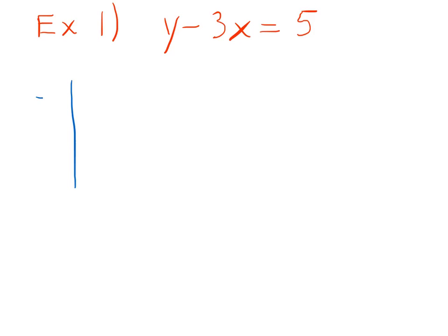Okay, let's get example 1 down. So example 1 is y minus 3x is equal to 5. Okay. Now, I look at this, and the directions for this would say something like convert to slope-intercept form, or rewrite to be in slope-intercept form. And I know that in slope-intercept form, the variable that is all by itself is the y, because it's y equals mx plus b. So essentially, all I'm having to do is solve for y.